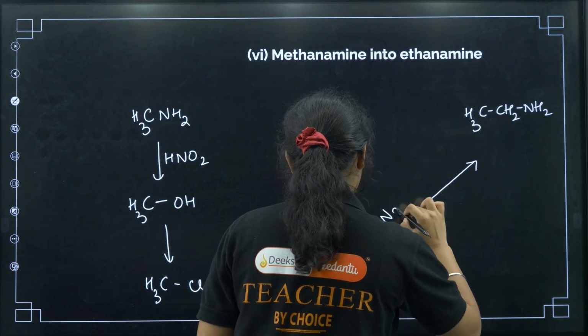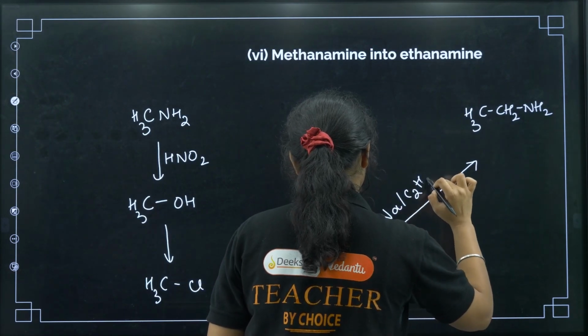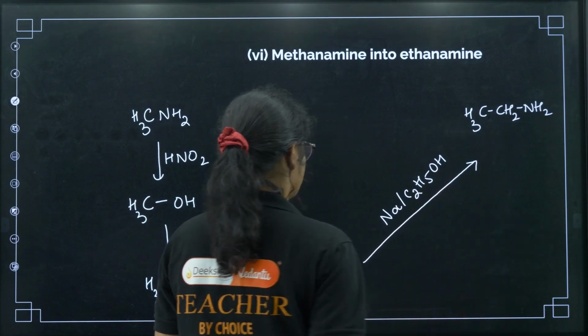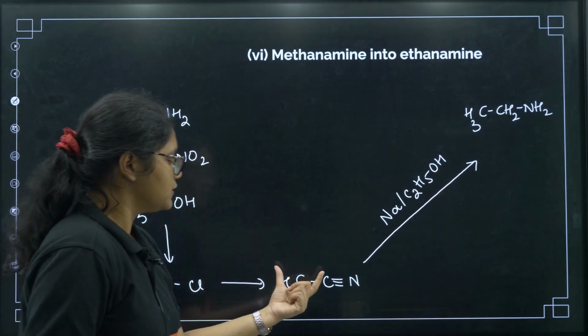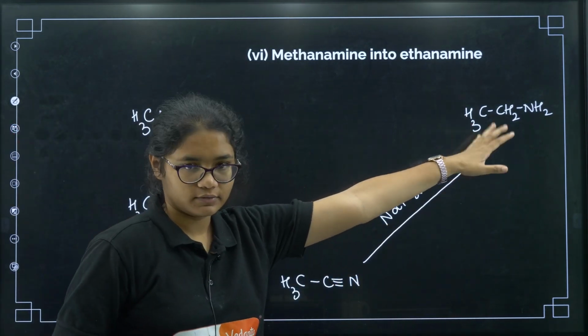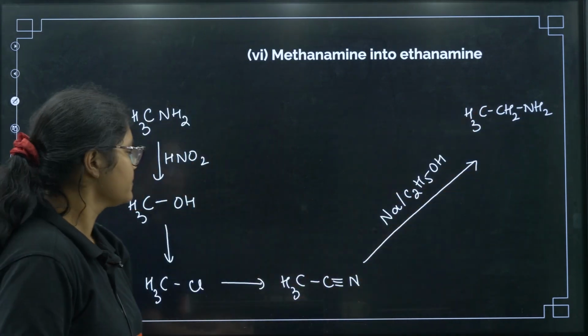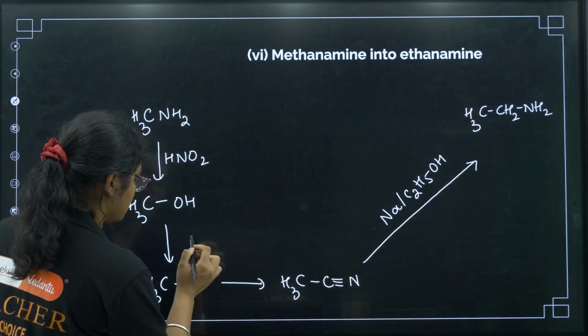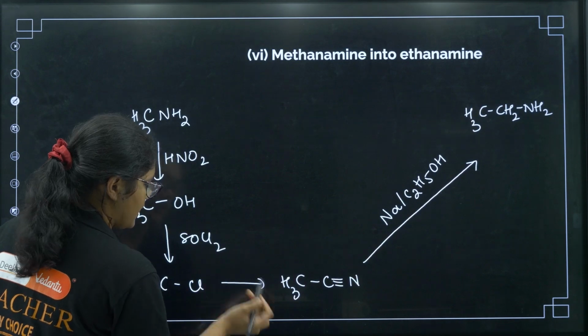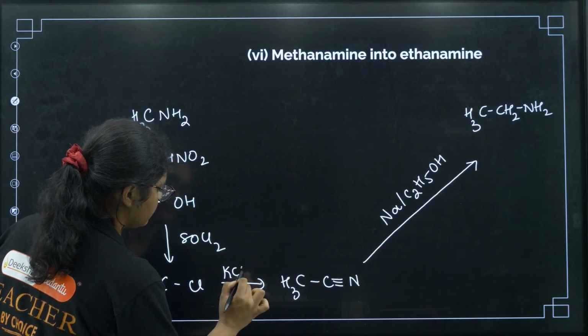So you can use Na and C2H5OH. Sodium amalgam, if you use, the reduction of CN can take place and you can get this compound. So what are the reagents required here? Here we can use SOCl2 and here you can use KCN.